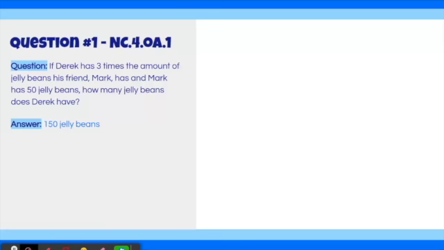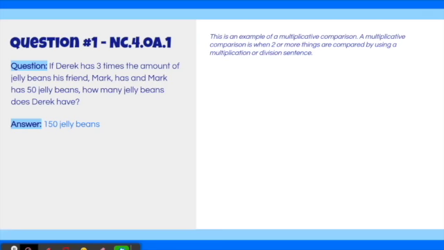Okay, so the answer to this question is Derek has 150 jelly beans. So this question is an example of a multiplicative comparison. A multiplicative comparison is when you compare 2 or more things using multiplication or division. So in this case, we know that Derek, who's represented by the letter D, has 3 times the number of jelly beans Mark has, who's represented by the letter M. And based on what the question said, we know that Mark has 50 jelly beans.